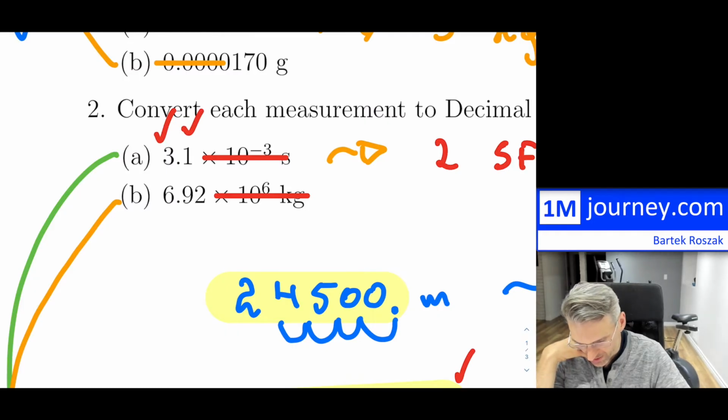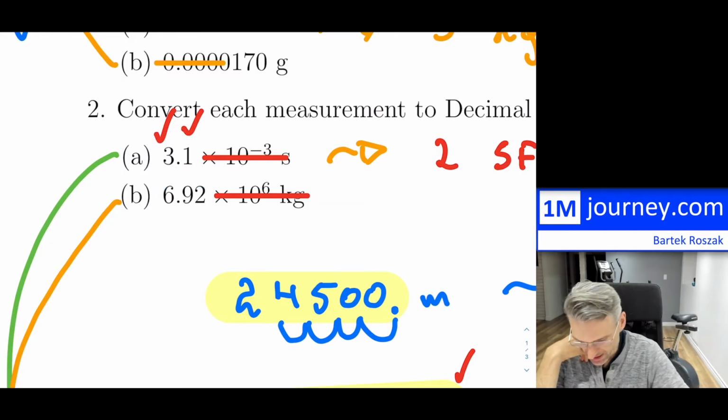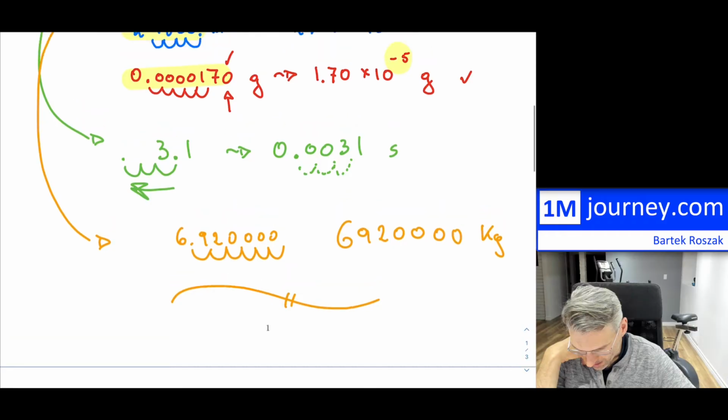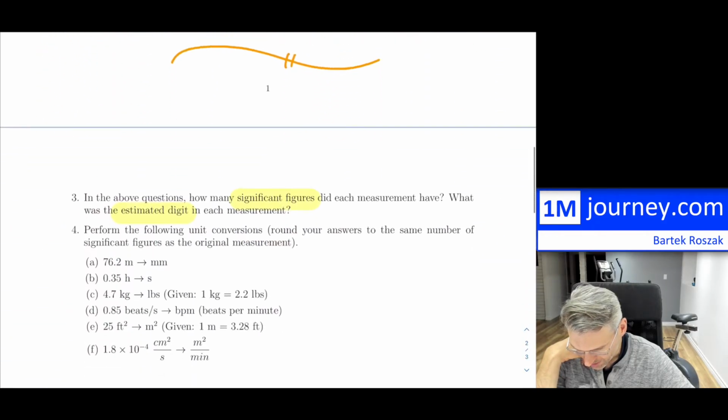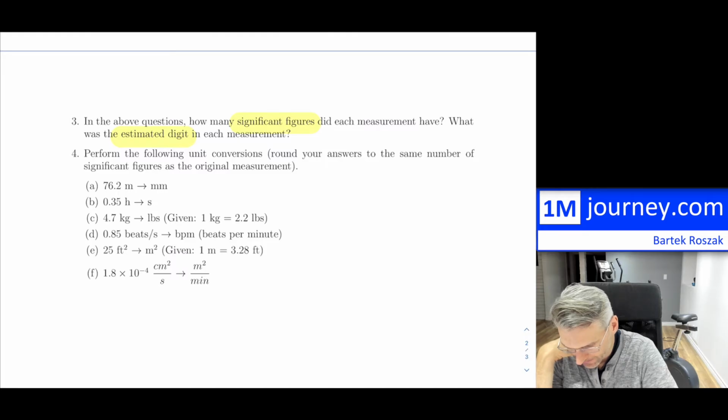In the second one, it's the same thing. You're only looking at your mantissa. You don't really care about this when you're counting significant figures. So this is going to be 1, 2, and 3. So that's 3 sig figs for this one. And what's the estimated one? Well, it's the last one, which is going to be your 2. Okay, so we have answered that first question. Here's the second question, third question. So we're done with this one.